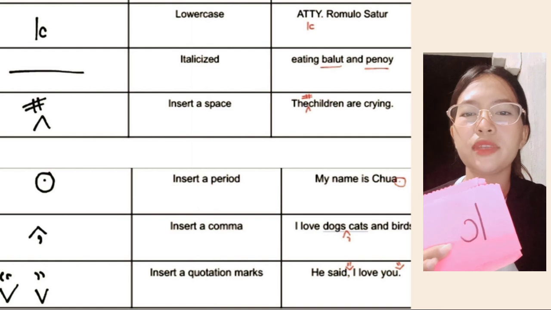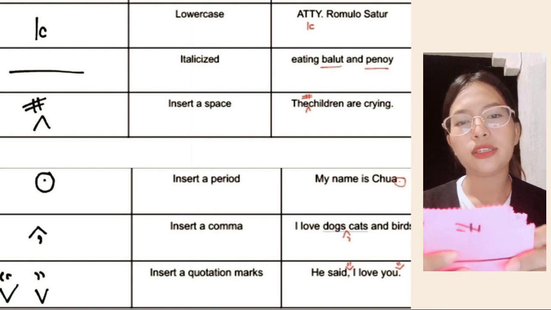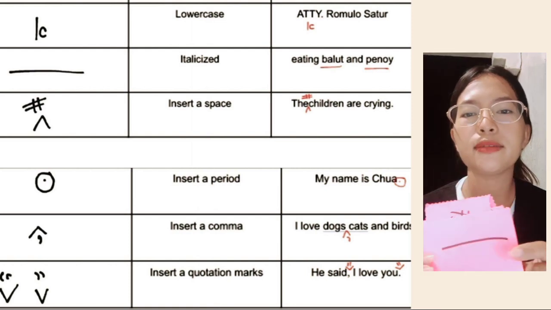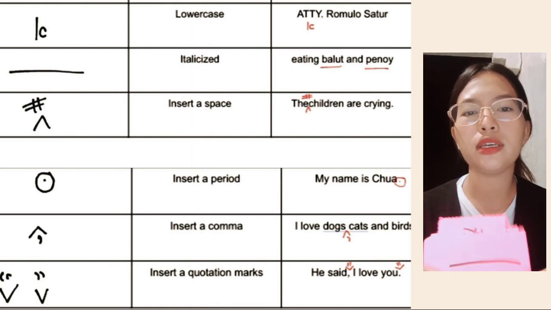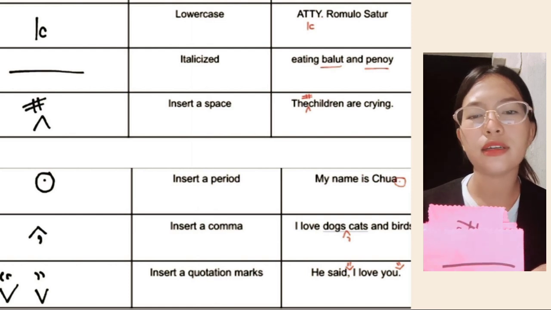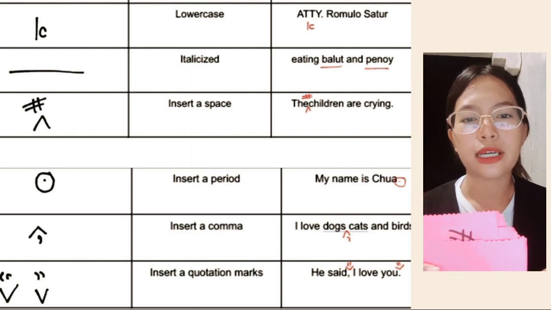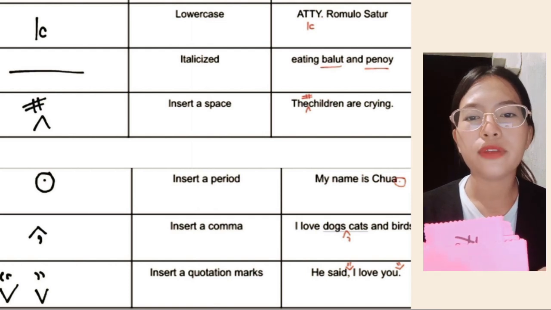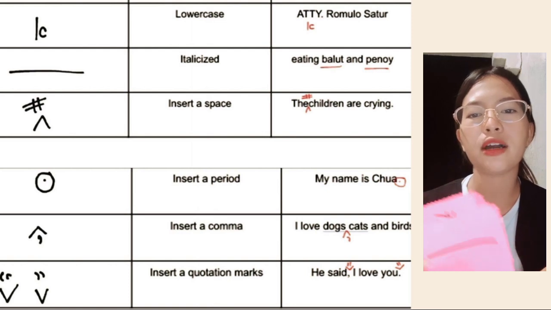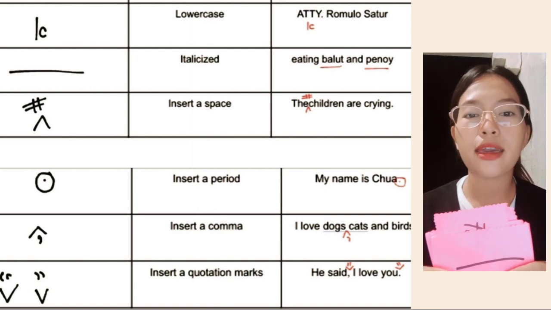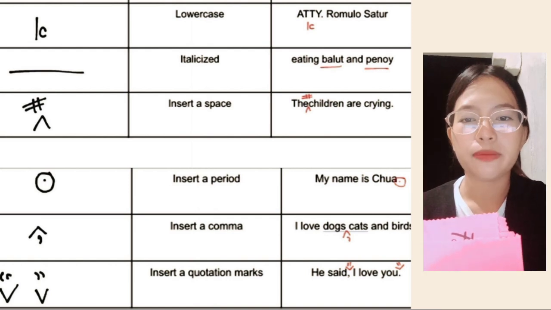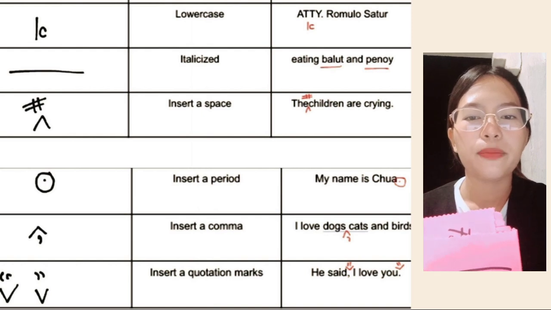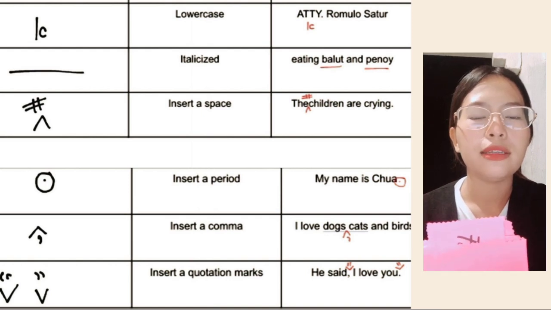So the next is the italicized symbol, or a straight underline like this. This symbol is used when a word needs to be in italics, often for emphasis, foreign words, or titles. For example, in Eating Balot and Pinoy. If these food names are meant to be italicized, as they are native terms, they would be underlined to indicate they should appear as Balot and Pinoy in italics.